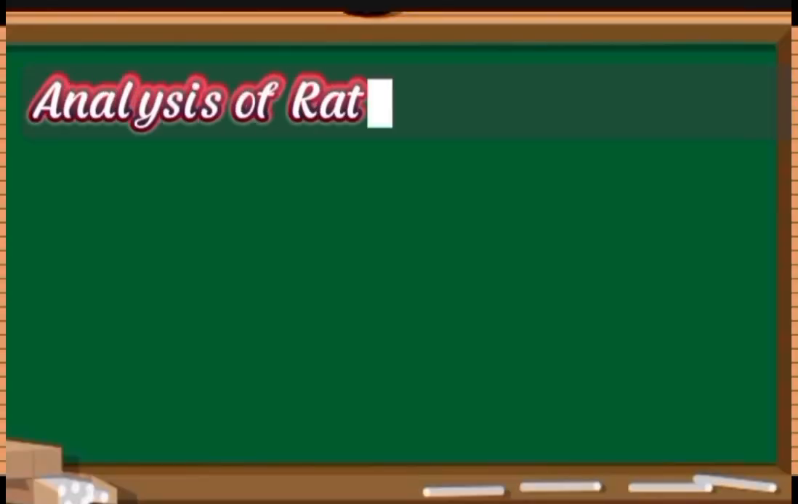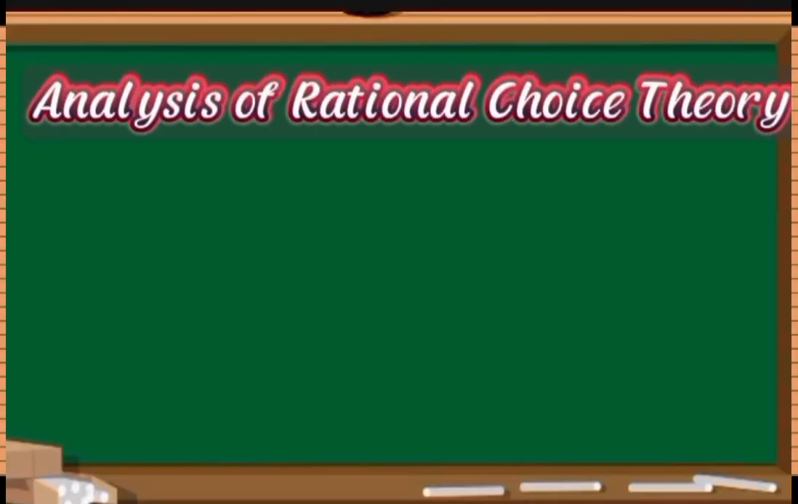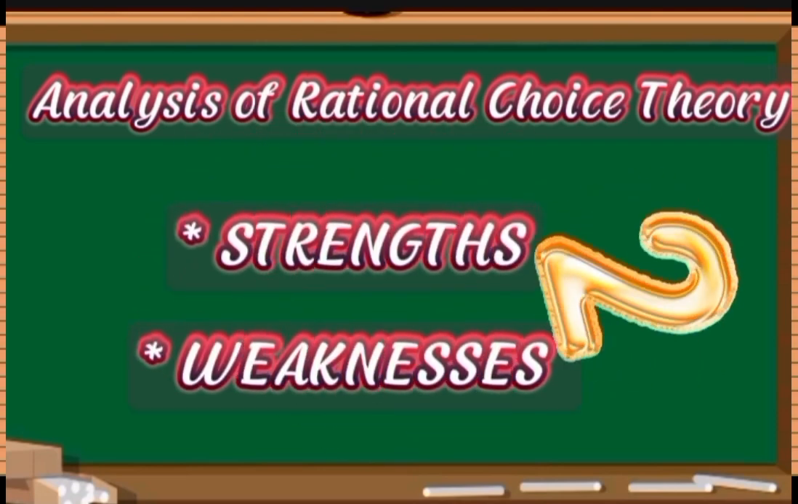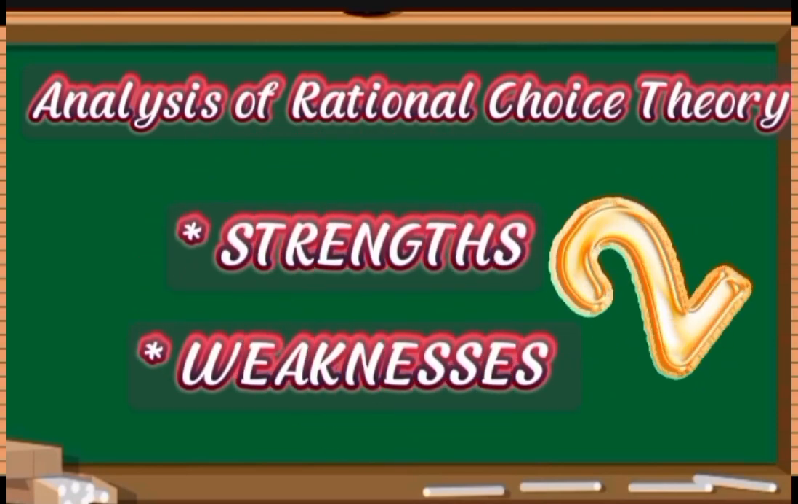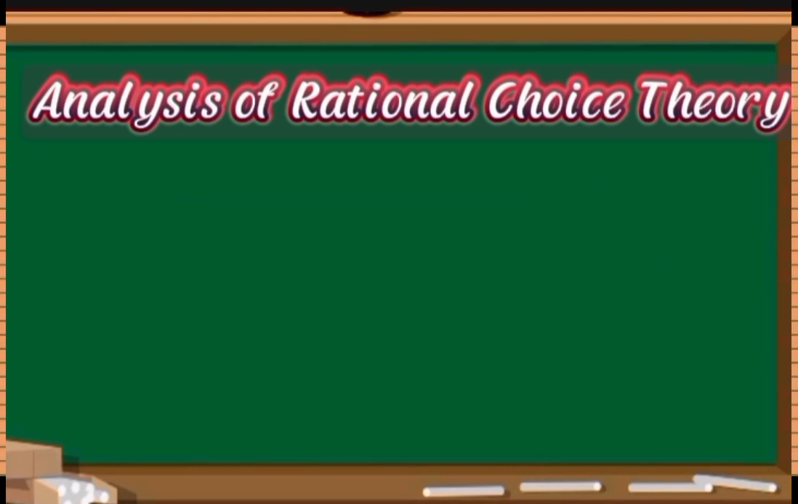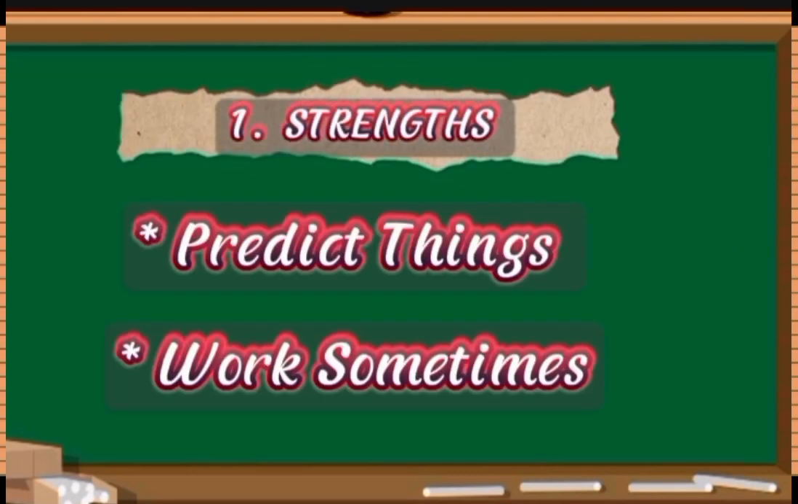So, let's proceed to the analysis of rational choice theory. There are two: strengths and weaknesses. Let's discuss first the strengths. There are two strengths. The first one is predicts things and the second is works sometimes.